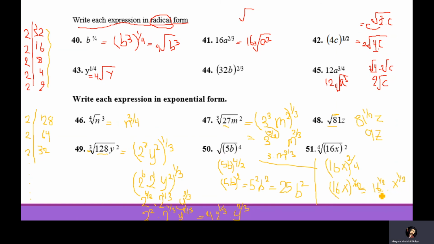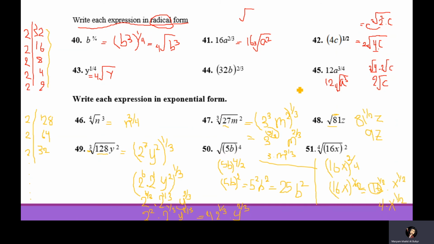So what is this? What is the number that, when I multiply it by itself 2 times, I will get 16? What is this number? 4. So 4x to the power 1/2. Like that, I finished this part. I think these exercises are enough.